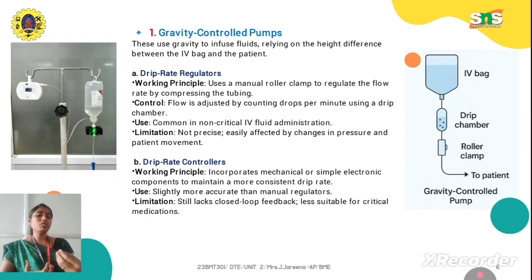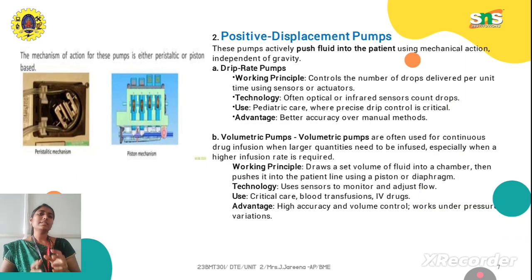good, it gives slightly more accurate values compared to the drip rate regulators. So these two are the gravity control pumps. The second one is positive displacement pumps. In this type of pump, the movement happens because of a motor.